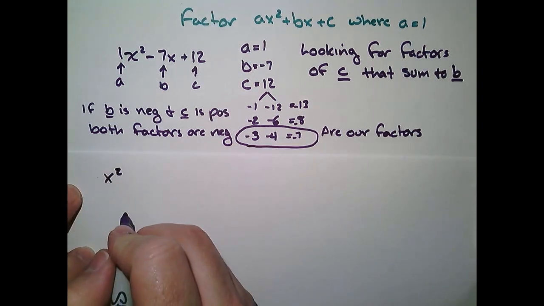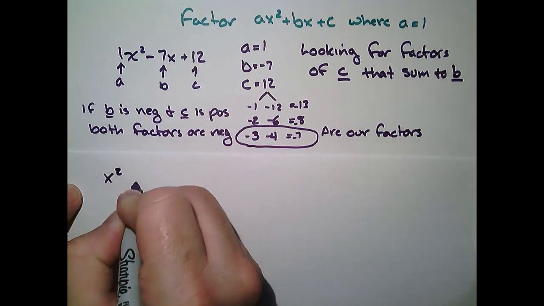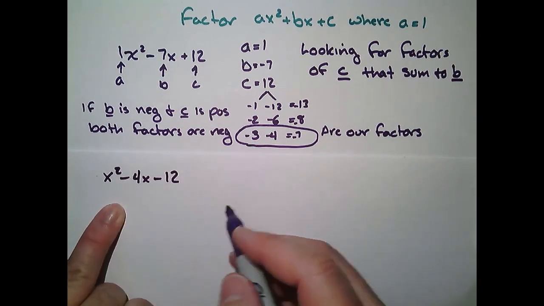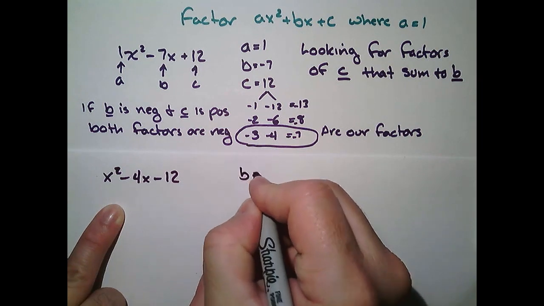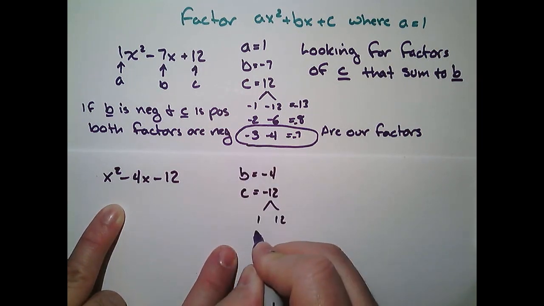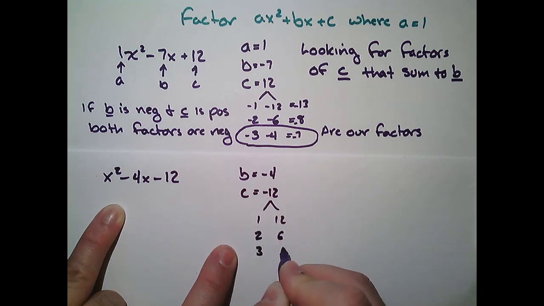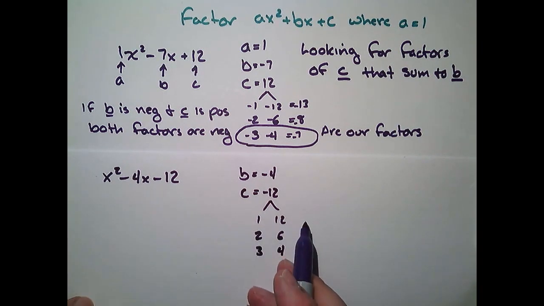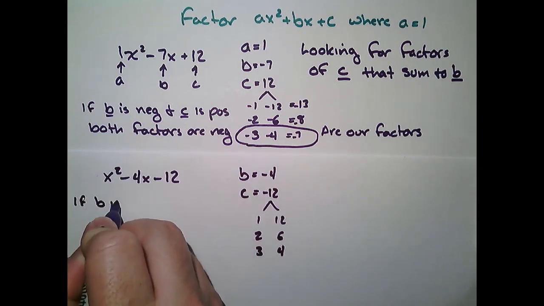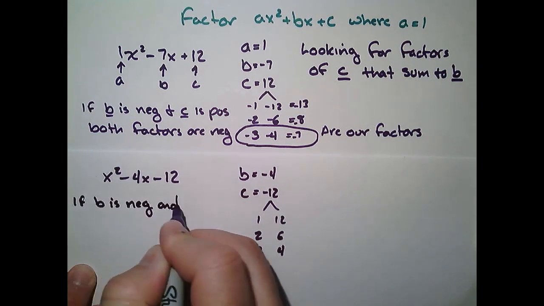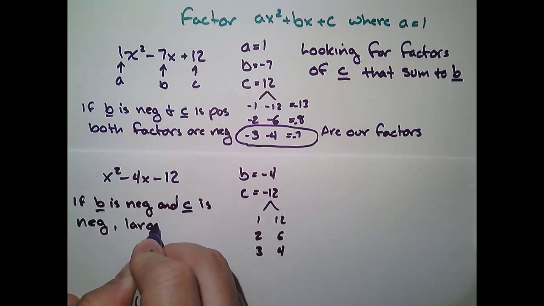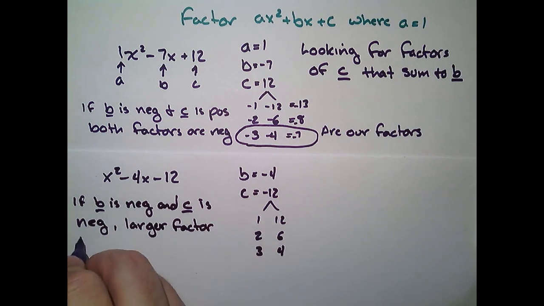Okay, so this time we're going to look at x squared minus 4x minus 12. So we're going to use our same factors again. This time we still have an a of 1, a b is negative 4, and our c is negative 12. We got 1 and 12, 2 and 6, 3 and 4. And again, we've got a problem. Now, if the b is negative and the c is negative, then the larger factor takes the sign of b. So our larger factor has to be negative in this case.